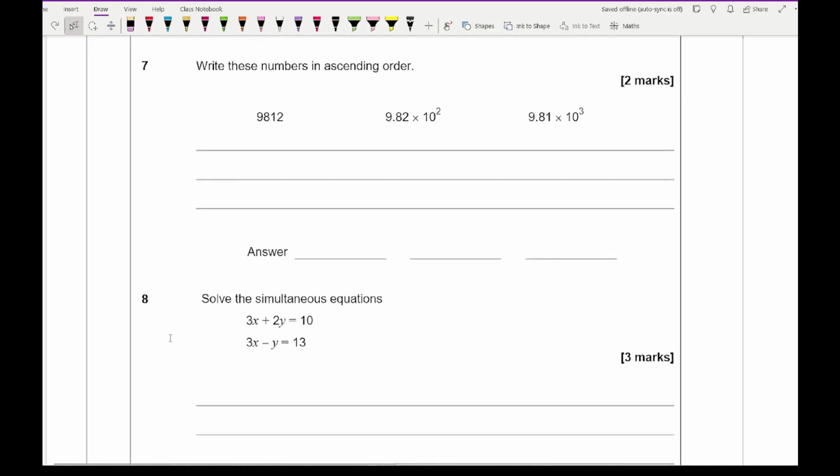Then for question 7, it says write these numbers in ascending order. So in ascending order, we want to go from smallest to the largest.